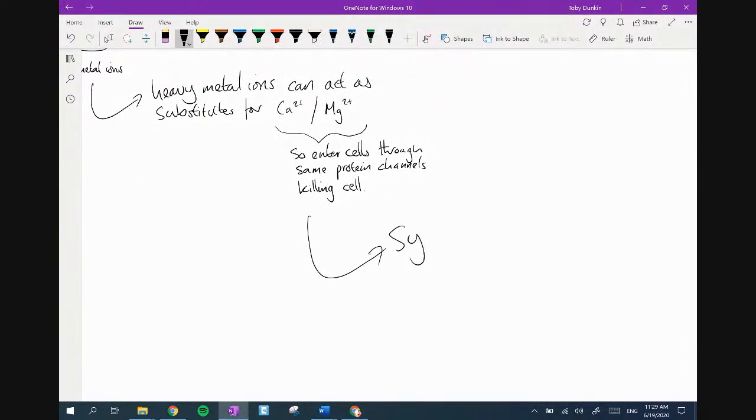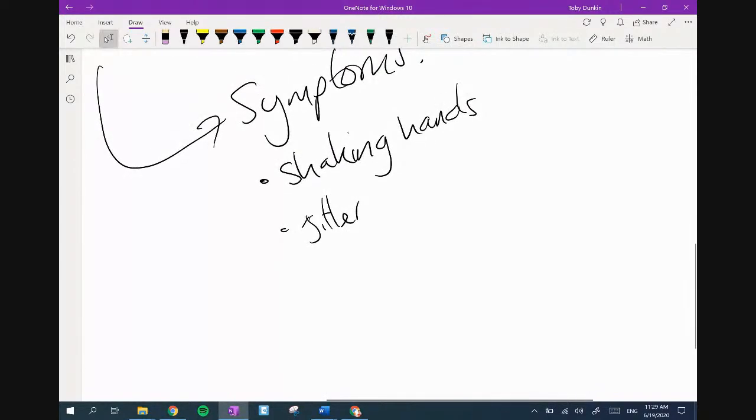Symptoms of heavy metal poisoning are shaking hands, very common. Jitter, which is a consequence of the shaking, and also your skin feels like it's crawling. It's not a nice experience. It lasts a day or so.